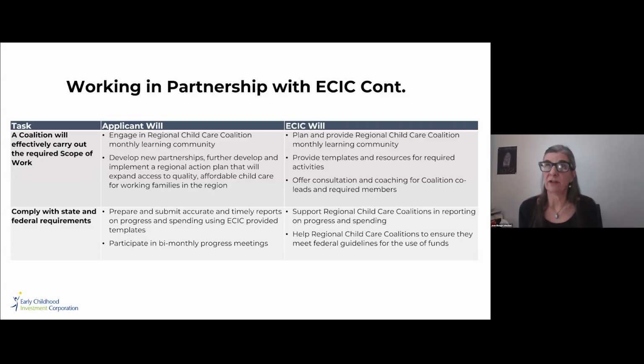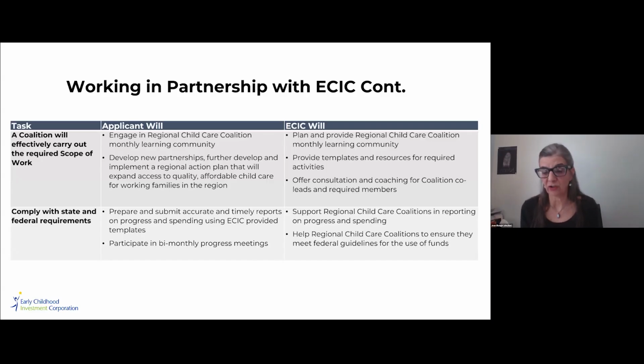Because these are federal dollars and are a part of Michigan's Child Care Development Block Grant, which is the most significant source of funding that Michigan currently has to support childcare, it is critically important that anything that happens in the region with these dollars complies with state and federal requirements. Fundamentally, this is about the lead preparing and submitting accurate and timely reports on progress, participating in the progress meetings, submitting your SOEs timely, and addressing issues that might arise in implementation.